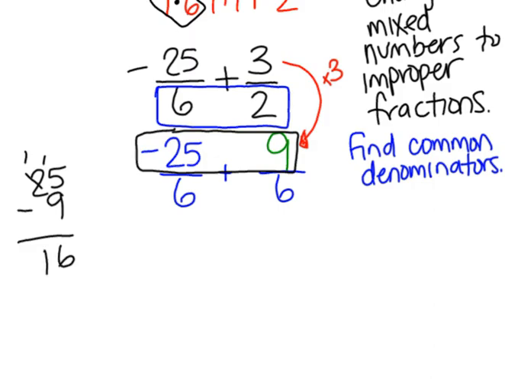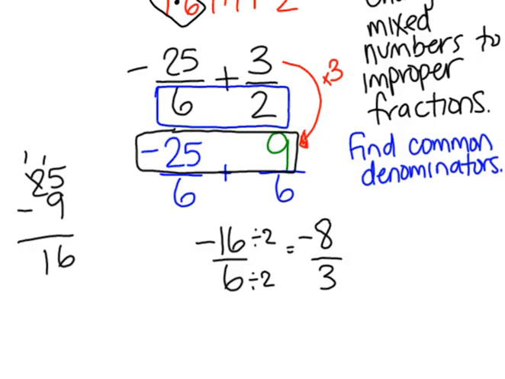When I do that, I get 16. I had more negative than positive, so that's going to be negative 16. And then the denominator just stays the same. Okay, now we can simplify. Both of these are even. So if I divide both the numerator and the denominator by 2, I get negative 8/3. So now it's in simplified form.